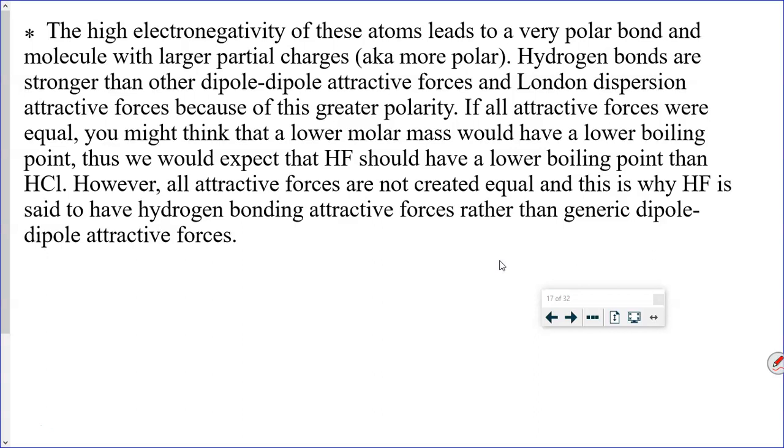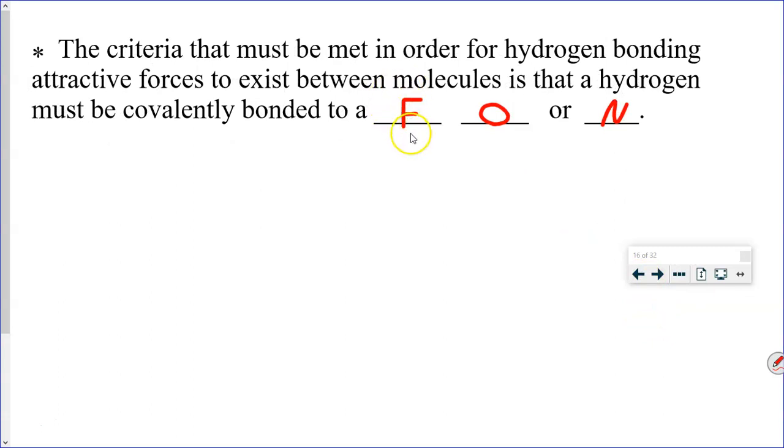If all attractive forces were created equal, you might think that the lower molar mass would have a lower boiling point. Thus, you would expect that HF should have a lower boiling point than HCl. However, all attractive forces are not created equal, and this is why hydrogen fluoride is said to have hydrogen bonding rather than the generic dipole-dipole. So let me recap. Hydrogen bonding is a type of dipole-dipole, but it's special because it's stronger. And again, it only happens when you've got a hydrogen covalently bonded to fluorine, oxygen, or nitrogen.